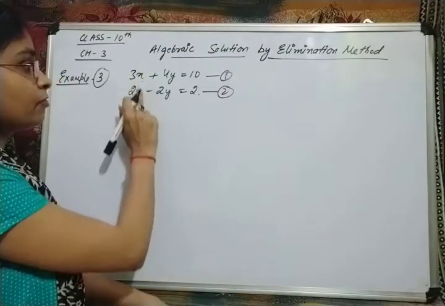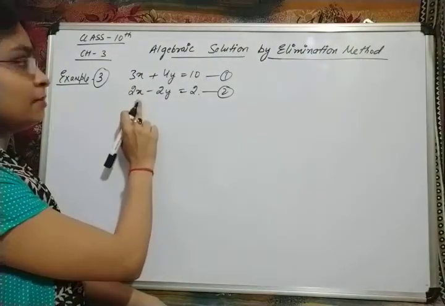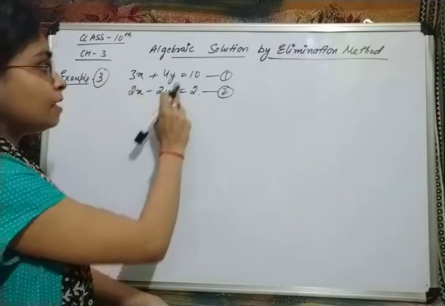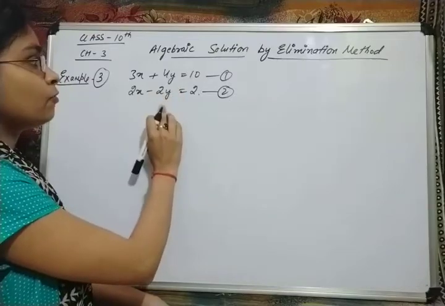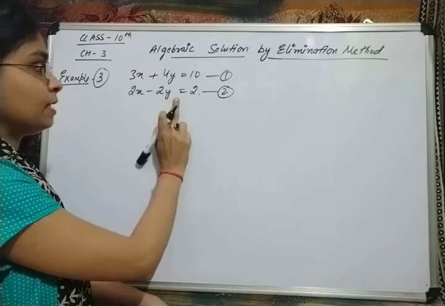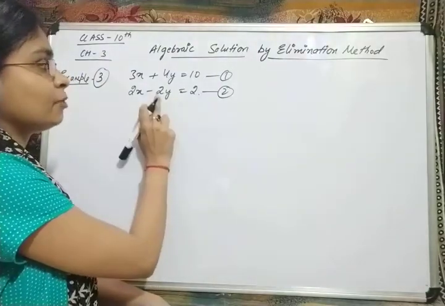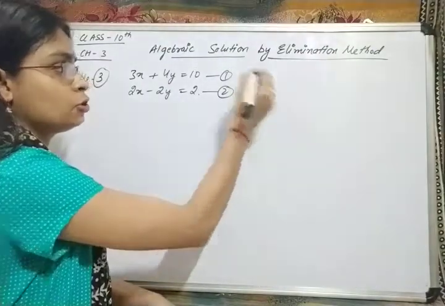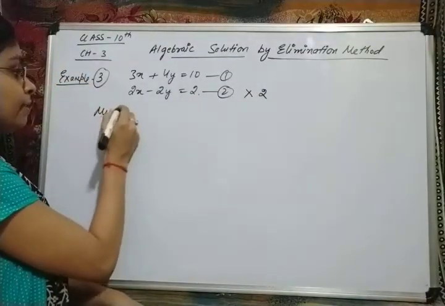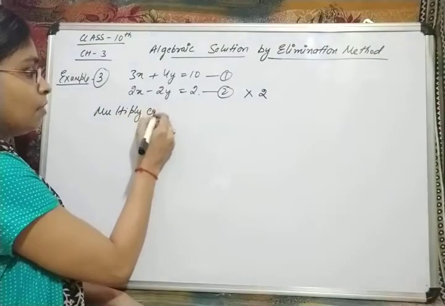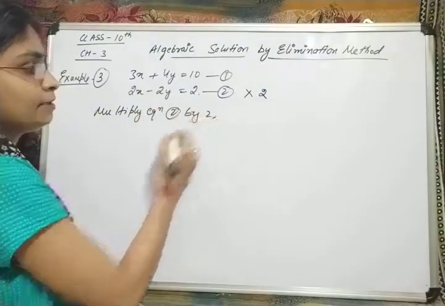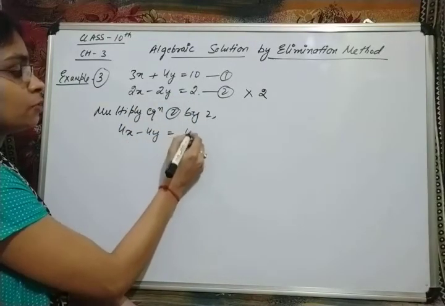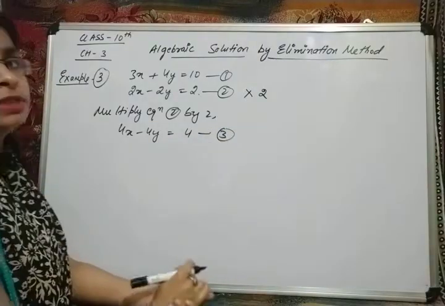But if you have to make the x coefficient same, then we have to multiply the first equation by 2 and the second equation by 3. But for the y variable we can go for only one multiplication. So if I multiply the second equation by 2, we get 4y and this is also 4y. So I'll multiply with 2 only. Multiply equation 2 by 2. So what do we get? We get 4x minus 4y is equal to 4. This is equation number 3.